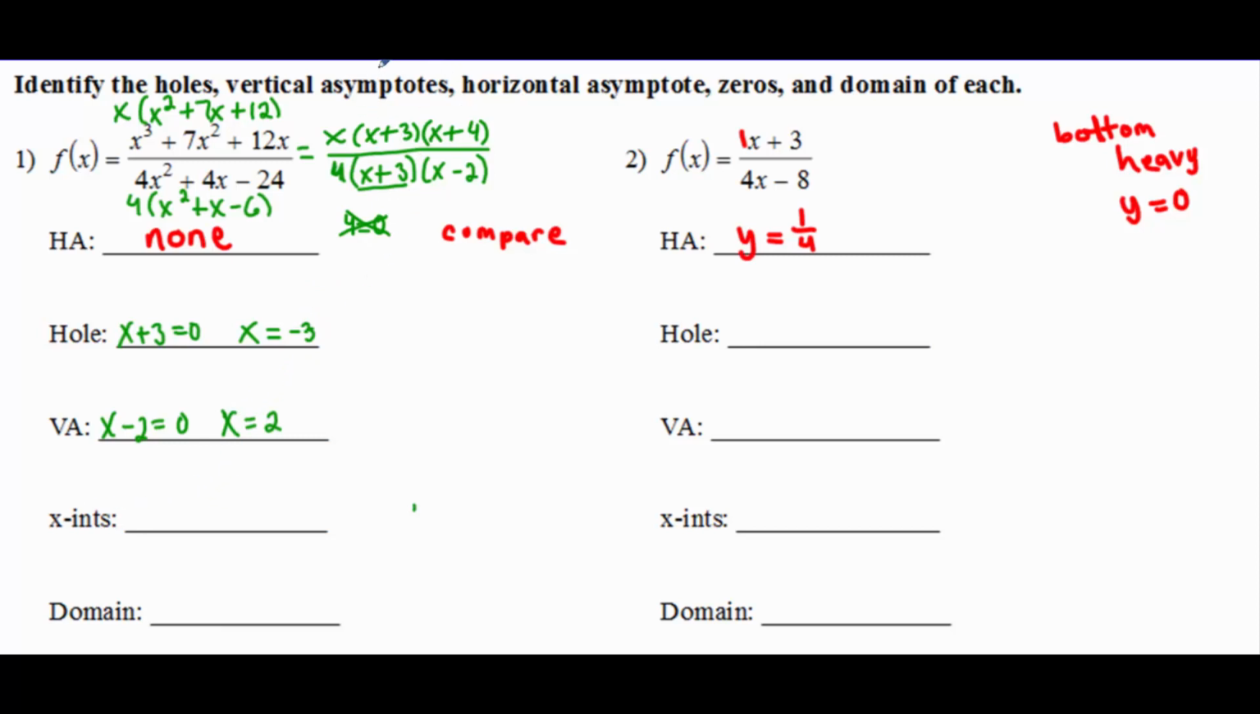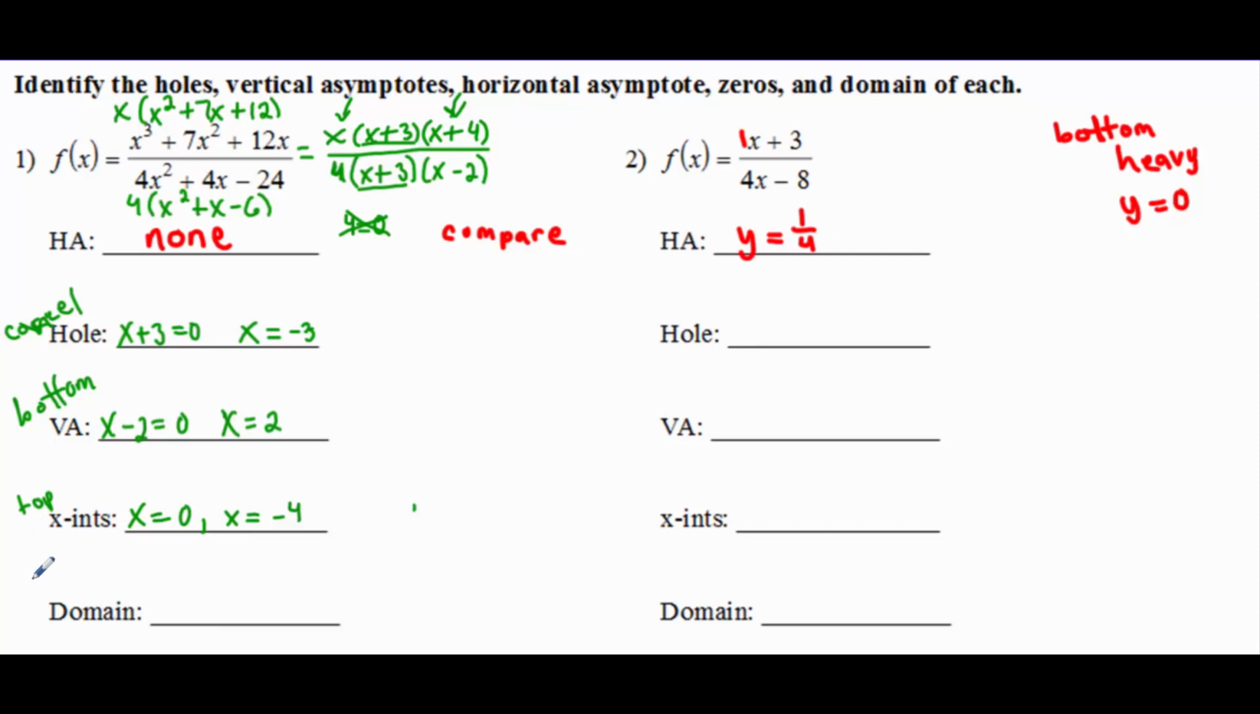So our x-intercepts are the top. Like we already dealt with the x plus 3, so what's left on top is an x and an x plus 4. If we set x equal to 0, that gives us x equals 0. If I set x plus 4 equal to 0, that gives me x equals -4. So holes are where things cancel. That's not how you spell cancel. Cancel. Vertical asymptotes are going to come from the bottom after you cancel. X-intercepts come from the top after you cancel.